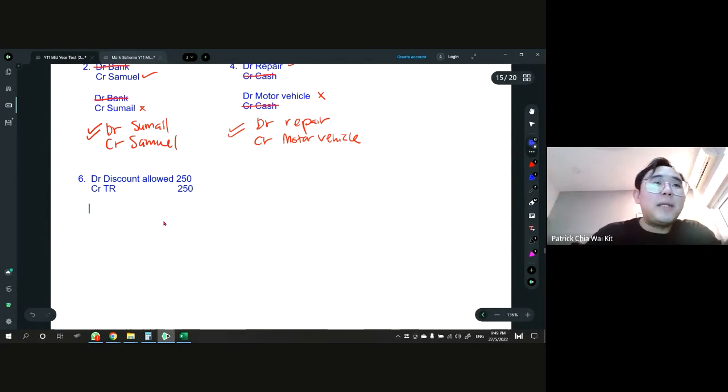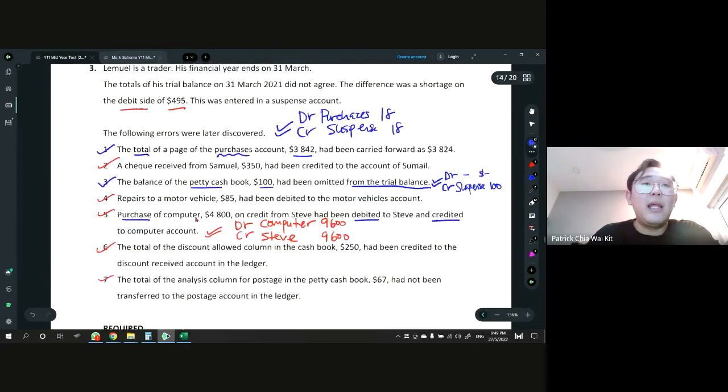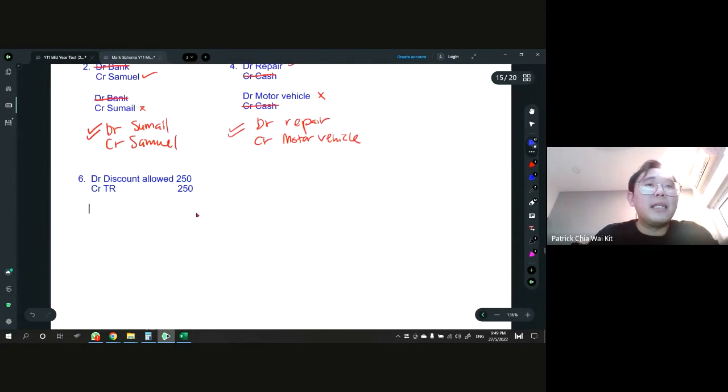Right? So what happened now? They say the discount allowed they didn't do. Okay. They say the total discount allowed had been credited to discount received. So yeah, they screw up this part. They didn't do discount allowed. But instead, they went and CR to discount received. Okay, 250. Yep, they didn't do discount allowed. They go and CR to discount received. But they did not say anything about the trade receivable part.